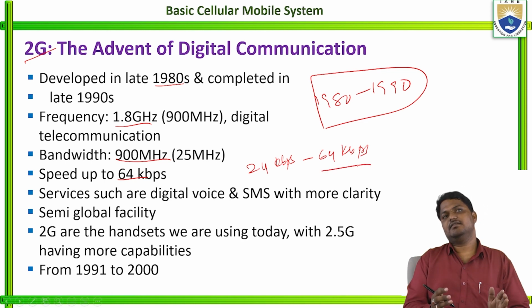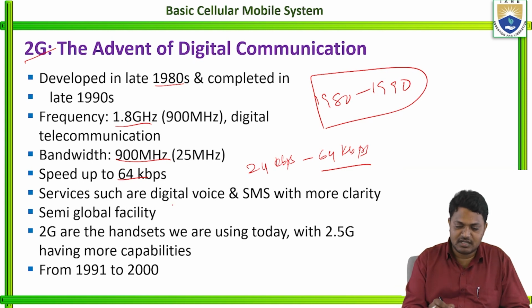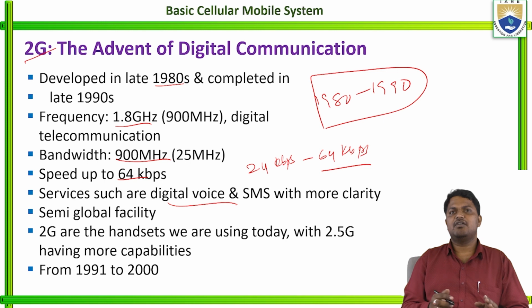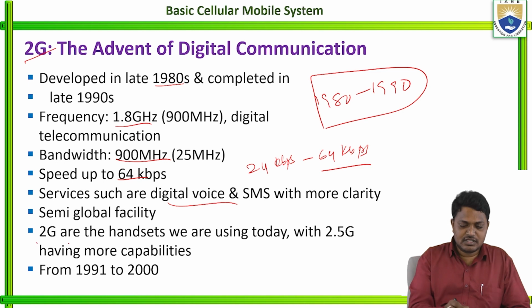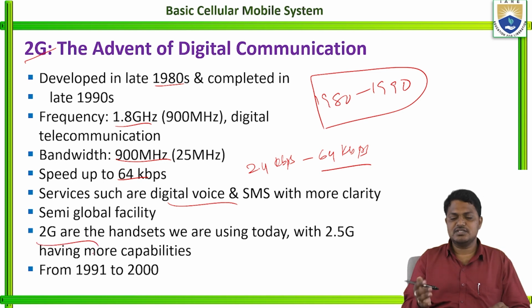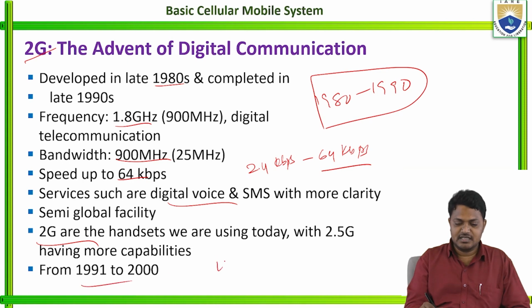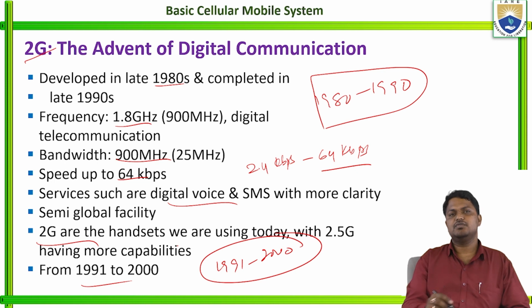When 2G communication was introduced, it was used for short message communication and voice calls only. It served digital voice and SMS with more clarity, and semi-global facility, so we can call another country also. The 2G handsets we use today have 2.5G capabilities, and 2G was served from 1991 to 2000.